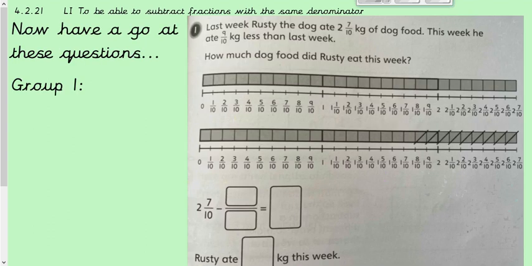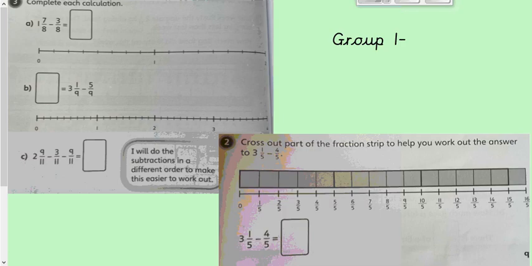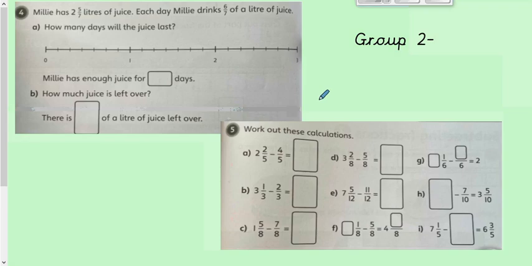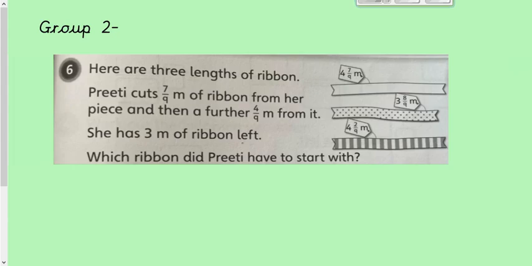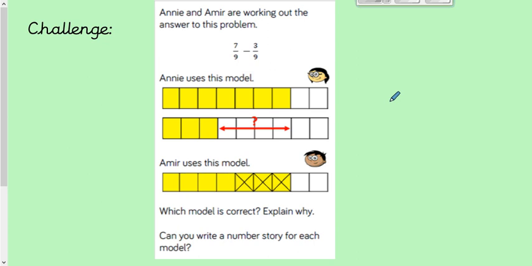So now it's time to have a go at your questions. Here is group 1's first question. Here are group 1's second lot of questions. There's 3 altogether for group 1. Here's group 3. No, group 2. Don't know why I said group 3. And the last question for group 2. If you want a challenge, there is also a challenge at the end. So here is your challenge, and once you've completed all of your learning, then come back and we'll go through the answers together.